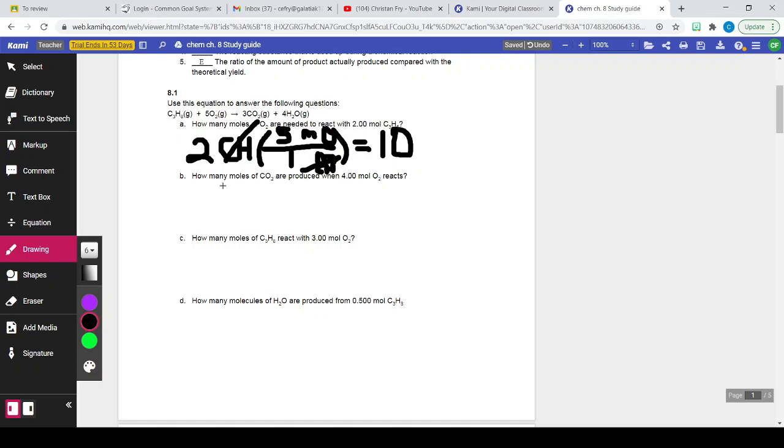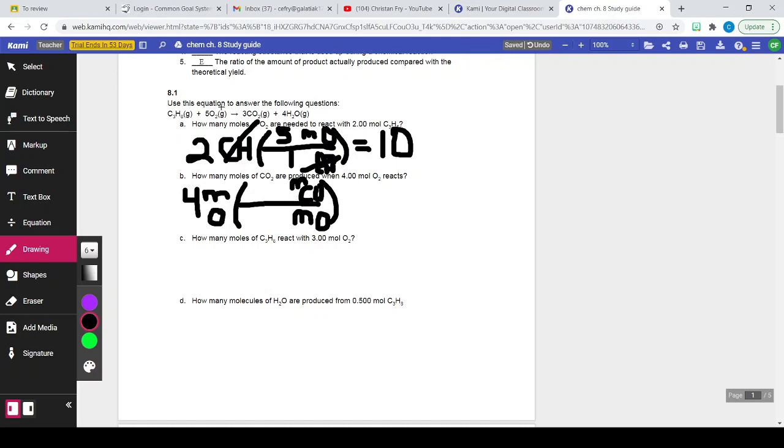All right, on B, how many moles of CO2 are produced when you have 4 moles of oxygen? Once again, it's moles to moles, so it's going to be a one-step problem. So I'm going to write 4 moles of oxygen. I'm going to do my parentheses. My moles of oxygen have to go on bottom. I might be able to do this a little bit differently on the next one now that I'm thinking about it. And I'm going to do moles of CO2 on top.